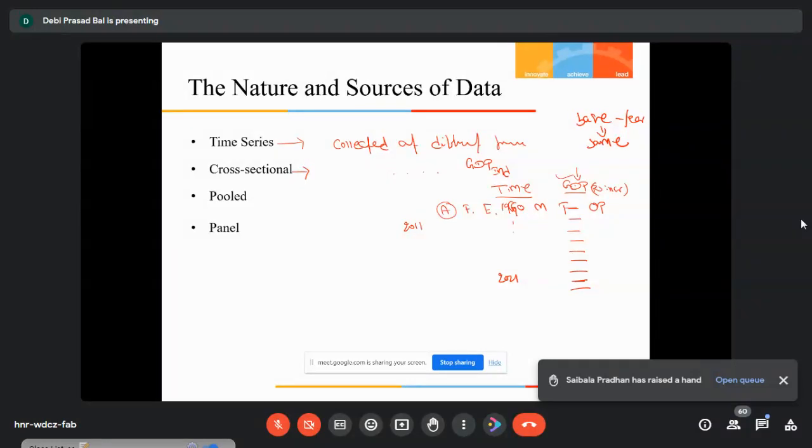Understood. So cross-sectional data is nothing but different variables collected at the same point of time, one point of time. That is called a cross-sectional data. Pooled data: once you have understood the cross-sectional data, pooled data is very easy. Pooled data is nothing but a combination of both time series and cross-sectional. That is called pooled data.